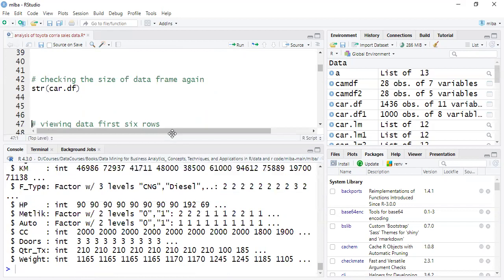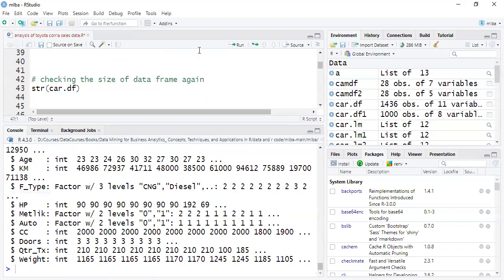Now you can see that this is a factor. Metallic is a factor with two levels. Levels means 0 and 1. One is indicating that the car has a metallic color. 0 is indicating that the car has a non-metallic color.